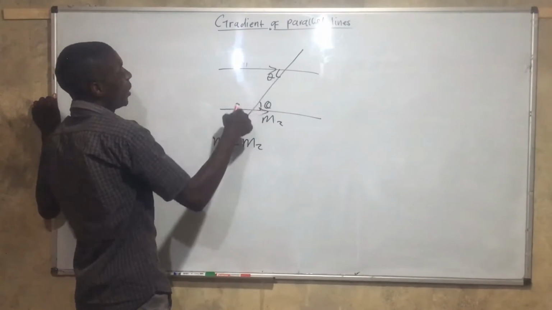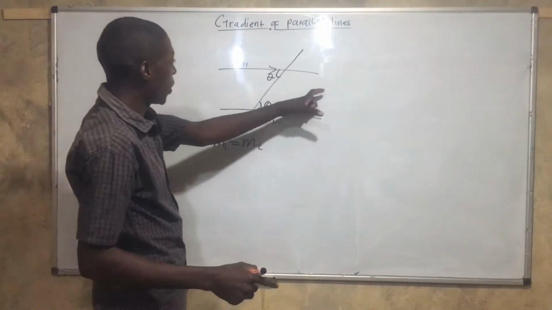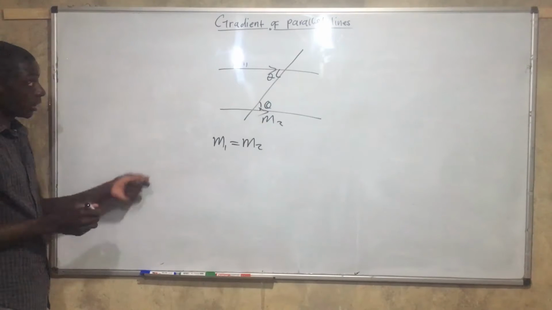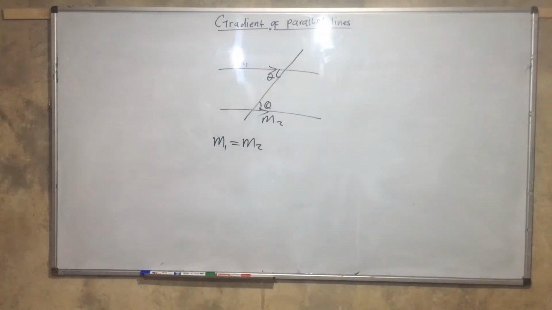So the gradients of these two lines are equal because these are parallel lines. No matter how we extend them, these two lines cannot meet. That is the relationship between the angle and the gradient. So we'll look at an example.